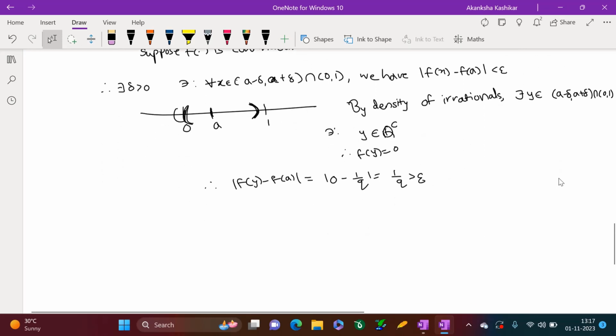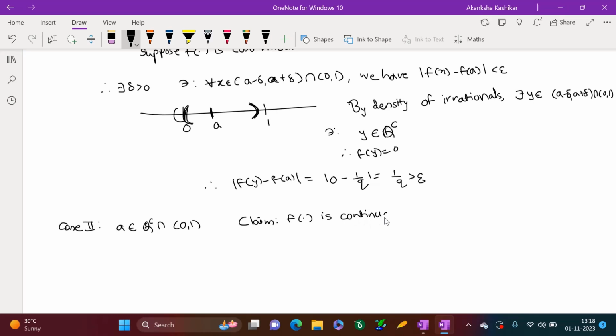Now we have to claim that f is continuous at all irrationals. So case 2, let me write case 2 first. A is irrational, so a belongs to q complement intersection 0 1, and our claim is f is continuous at a. That is our claim, f is continuous at a.